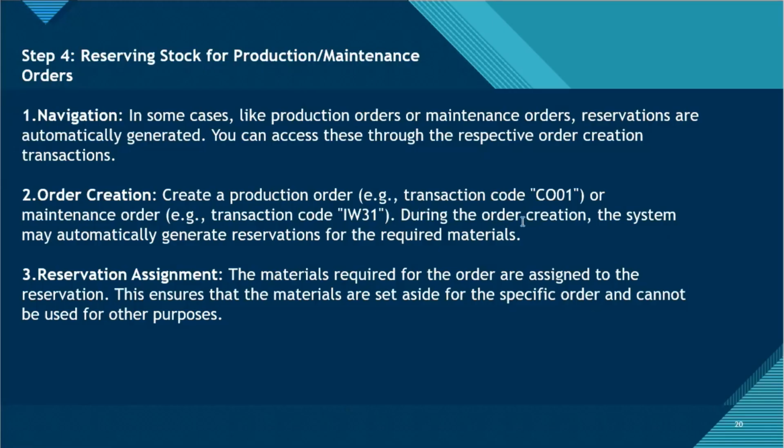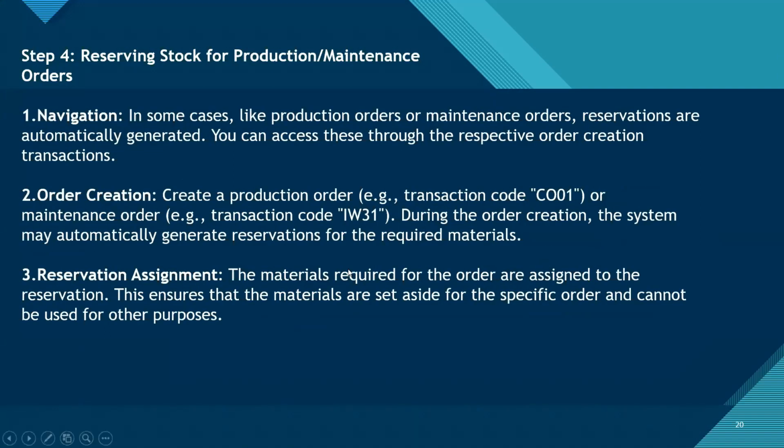So during an order, the system automatically creates the reservation. Most of the times, I configure the system in such a way that the reservations are saved automatically for that required material. So for a production order, whatever components are required, it will create a reservation on that as well, with those materials which are required for the order.